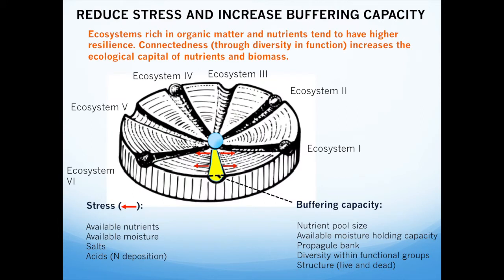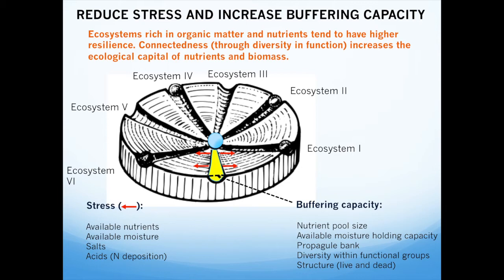Let's return to our metaphor. What I've done now is express the ball and the cup metaphor in 3 dimensions. Now, imagine that this is a reclaimed ecosystem. But the point being that ecosystems that are rich in organic matter and nutrients tend to have higher resilience. Connectedness through diversity of function increases the ecological capital of nutrients and biomass. So we know 2 things then. We know if we're rich in organic matter and nutrients, and if we have connectedness, the chances are we're going to build resilience.